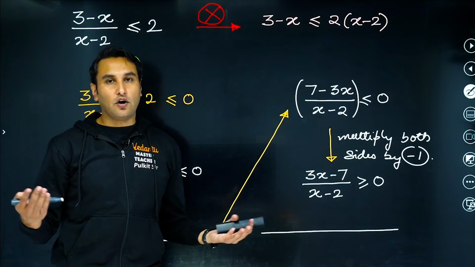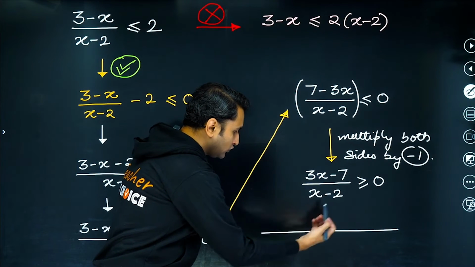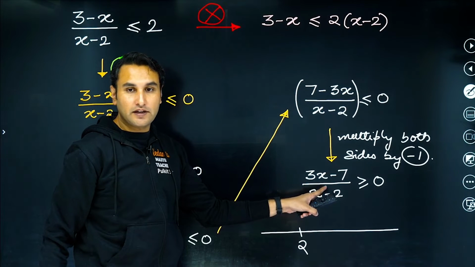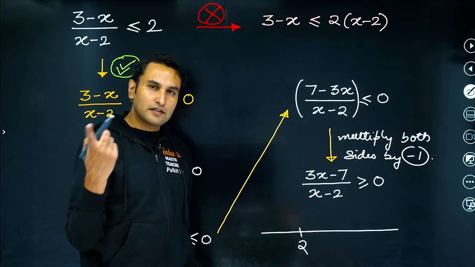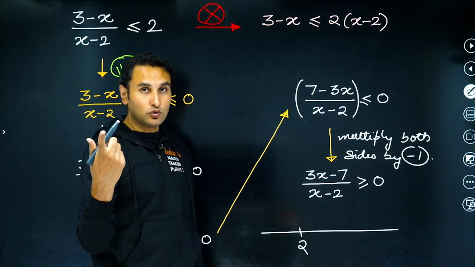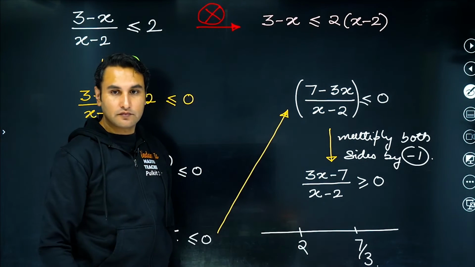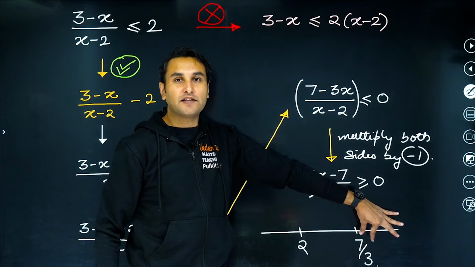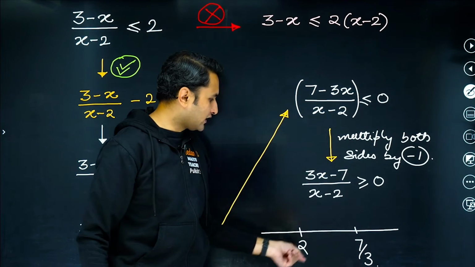Factors getting multiplied or divided doesn't matter. What you have to do? Just write the roots. Root is 2. The numerator is 0 at 7 by 3. 3x minus 7 equal to 0 where? X equal to 7 by 3. 7 by 3 is more than 6 by 3, more than 2, right? So remember, 7 by 3 is on the right hand side of 2. 6 by 3 is 2, right? So 7 by 3 is 2 point something, so it is greater than 2.